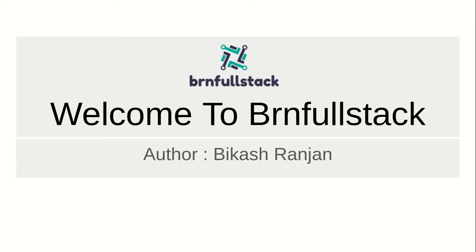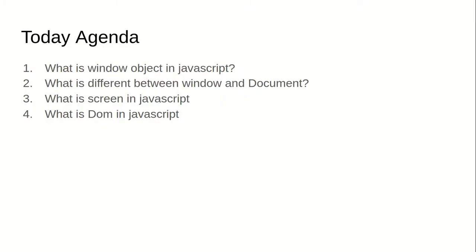I have specified four categories. You can see: what is the window object in JavaScript, what are the differences between window and document, what is the screen object in JavaScript, and what is the DOM exactly. Before I start, let's look at the window object.